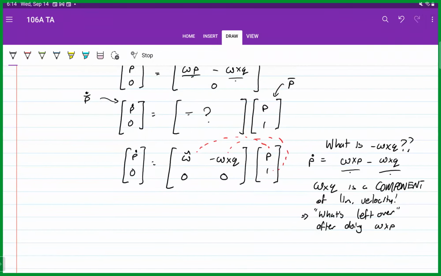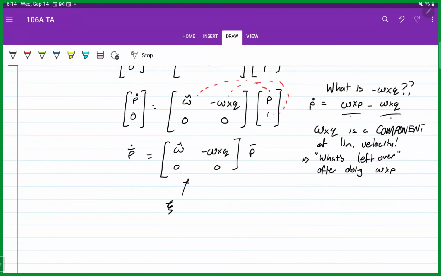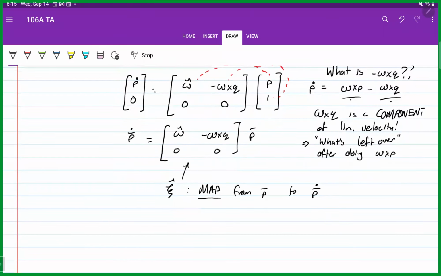So let's take a look at what we have here all up. I'm going to rewrite this in this form to make it extra clear. We have omega hat, negative omega cross q, a 0 and a 0, and p bar. So what does this matrix in the middle give us? We're going to call this matrix xi hat once again. This matrix is a map from p in homogeneous coordinates to its time derivative in homogeneous coordinates. So we can rewrite this as the differential equation p bar dot equals xi hat times p bar.